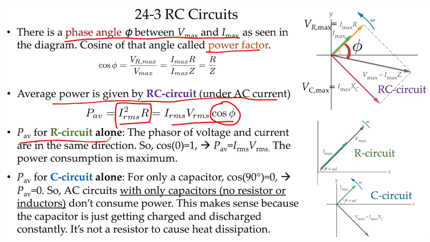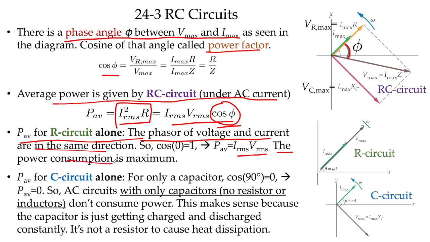So when there's only a resistor in the circuit, what is the average power? The phasors of the voltage and the current are in the same direction. Now look at the current and the phasor of the resistor. They are in the same direction. What is the phase angle between them? Well, 0. Then cosine phi is going to be cosine 0, so this is going to be 1. So the power will be I times V. Of course, you have to use the RMS values.